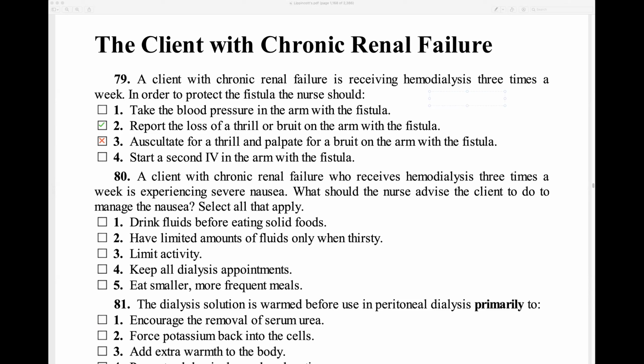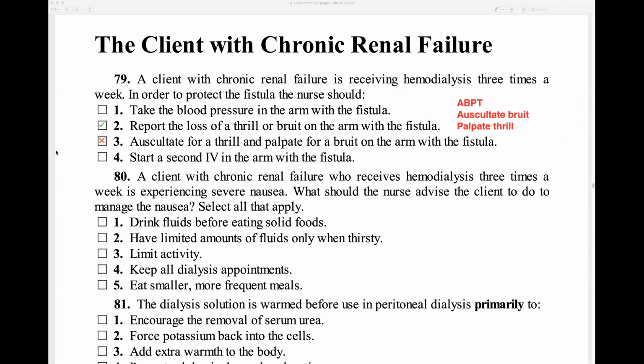I told you to memorize A, B, P, T, and it goes in ABC order, right? A, B, P, T. You auscultate bruit, and you palpate thrill, right? So you don't auscultate the thrill and palpate the bruit. They switched it in choice 3.